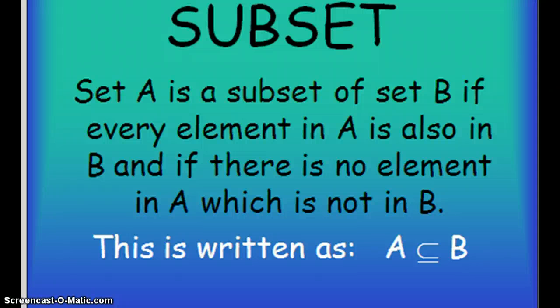A subset. Okay, we talked about it, but here's the official definition for you to write down here. Alright, we would say set A is a subset of set B if every element in A is also in B, and if there is no element in A which is not in B. I know that's a lot to digest, so we'll say it again, read it to yourself: set A is a subset of set B if every element in A is also in B, and if there is no element in A which is not in B. Okay? This is how we write that A is a subset of B, with that symbol right there.